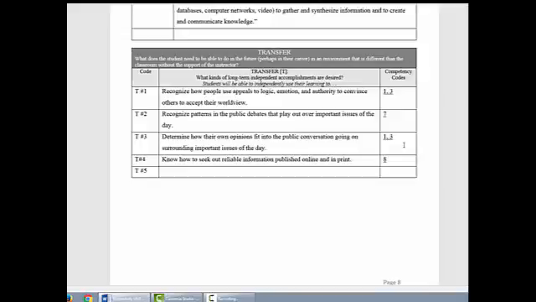This section is transfer. It refers to the long-term independent outcomes your learners should achieve beyond the end of the unit. For example, how should they be able to apply their learning in the future to a job or other life circumstance? Here you can see that my first transfer goal is to recognize how people use appeals to logic, emotion, and authority to convince others to accept their worldview. This goes well beyond the limits of the individual course itself.